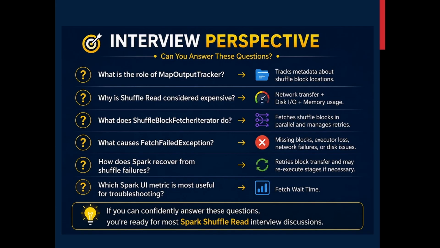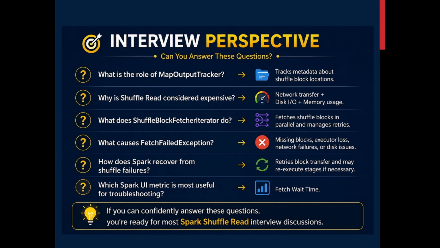Imagine you're sitting in a Spark interview. Here are some questions that interviewers frequently ask from today's topic. Question 1. What is the role of Map Output Tracker? The answer is, it stores metadata about shuffle outputs and helps reducers locate shuffle blocks created by map tasks. Question 2. Why is shuffle read considered expensive? The answer is, because it involves network communication, disk I/O, memory usage, and coordination across multiple executors.